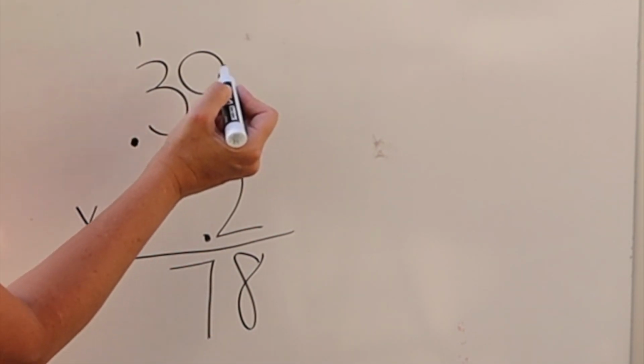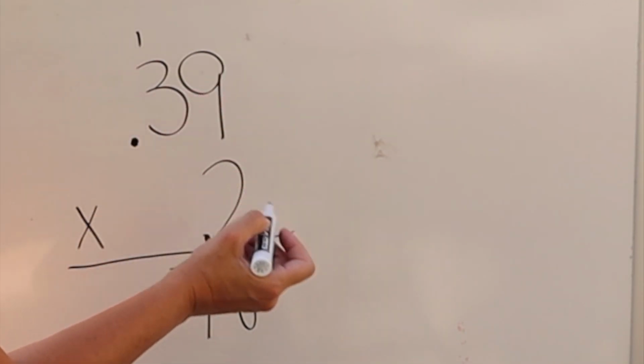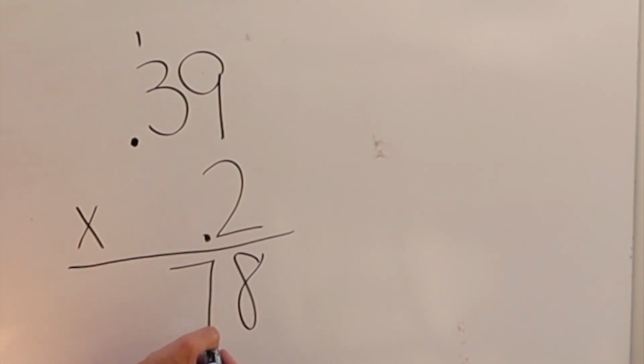Then I'm going to count how many digits are after the decimal point in the problem and put that many digits after the decimal point in my answer. Fill in that empty space with a 0 so I can have 3 places after my decimal point in my answer because there were 3 digits after the decimal point in the problem.